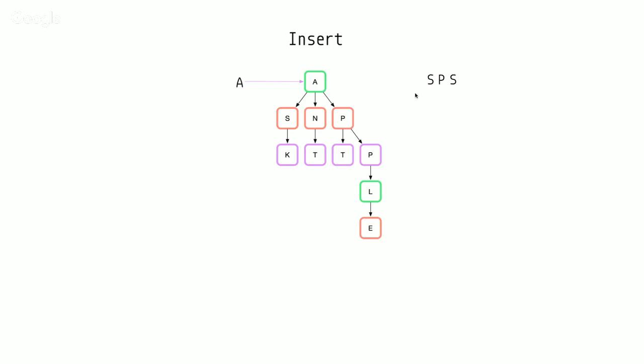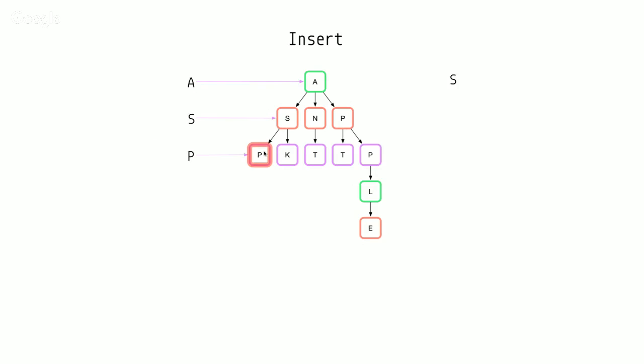So the first thing is A. Obviously, we have A at the root of our tree. The next thing we're looking for is S, and lo and behold, we have that S right here. So we're just going to follow this path down to the S. And then we need to look for P, but at this point, we actually don't have a P node under the S, so we need to add it. That's all we do. We just add another node and add a pointer from S to P.